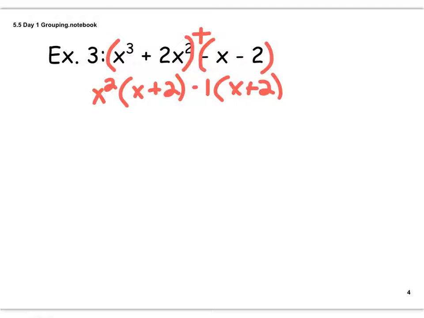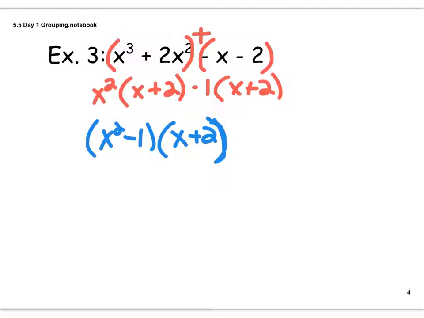Okay, so now we just have the distributive property but backwards, so I'm going to combine x squared minus 1 inside of a set of parentheses, and I'm going to go ahead and combine my x plus 2 inside of another set of parentheses.